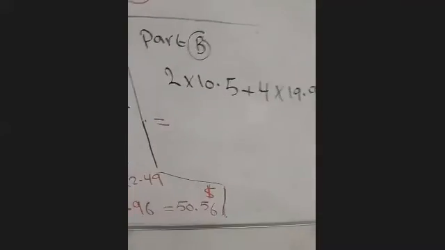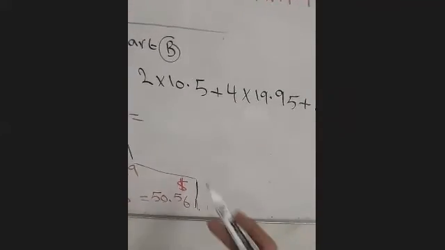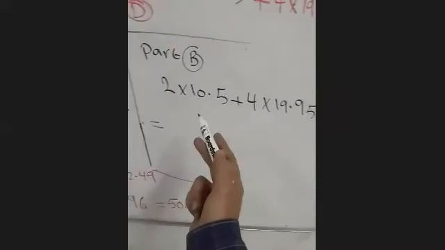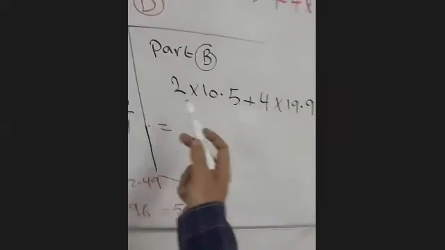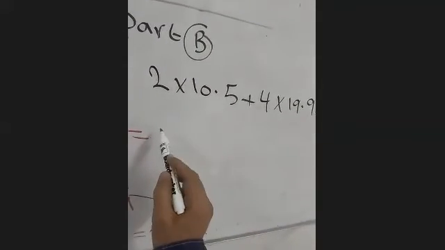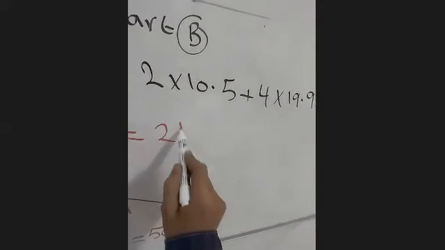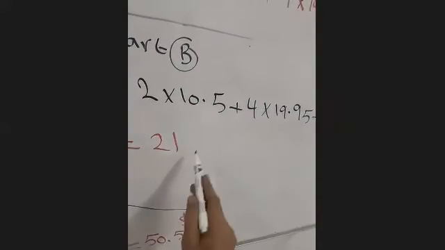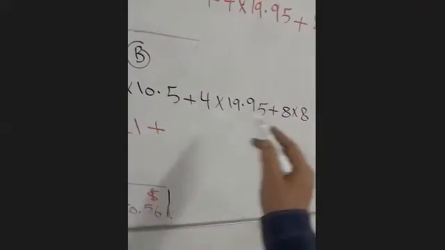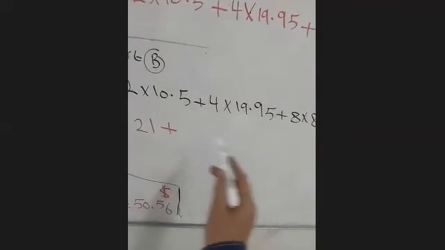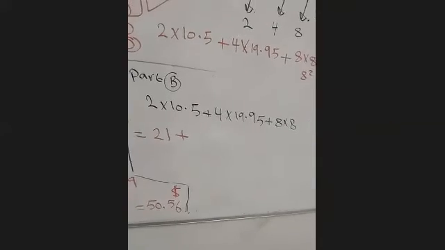Yalla, Tamim. We will multiply, right? 2 multiply 10.5 is 21. Plus 4 multiply 19.5, how much will it be? You know how to multiply? Yes, Mister, I know how to multiply. How do we multiply these numbers?